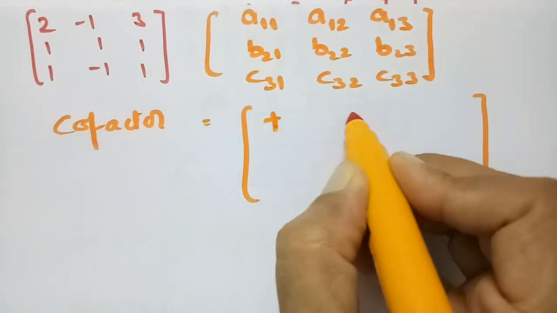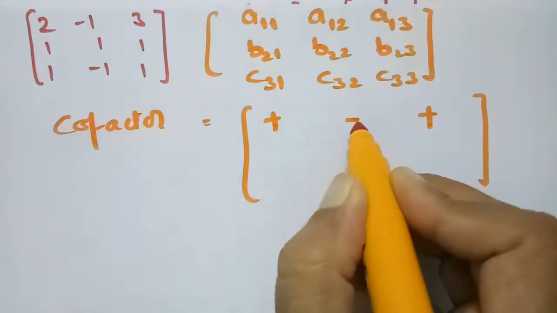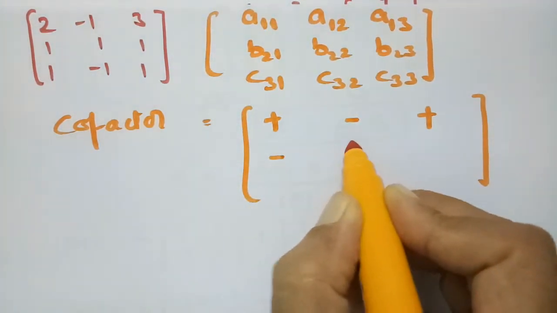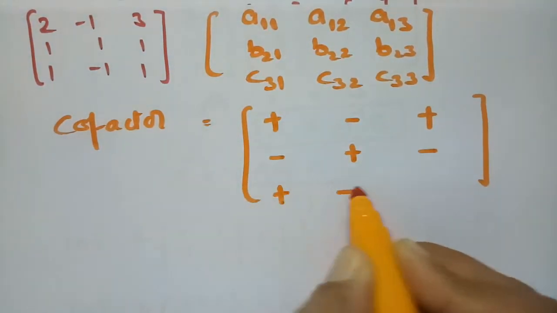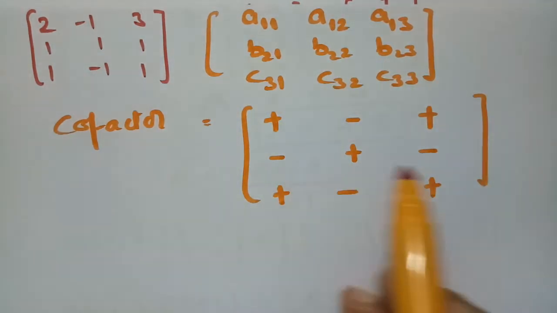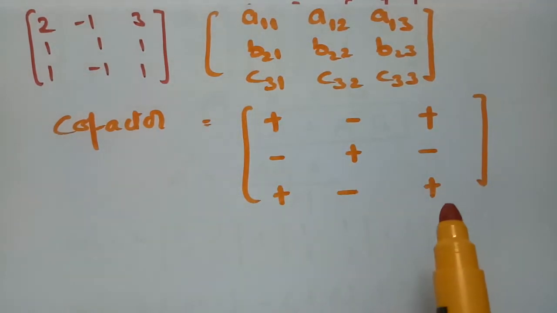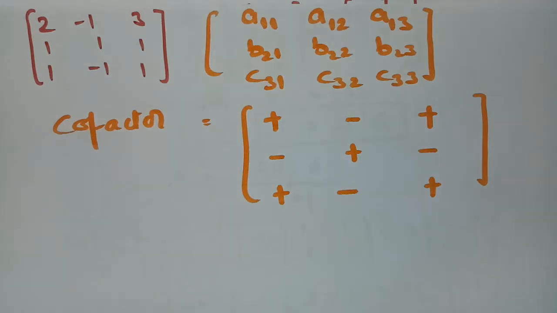So this is plus, and likewise if you do plus minus plus, and again minus plus minus, and plus minus plus. If you observe, we'll be getting alternately plus and minus. So now we have to find the cofactor.